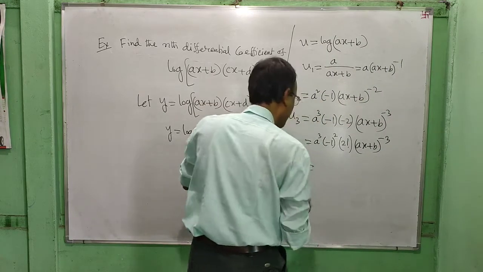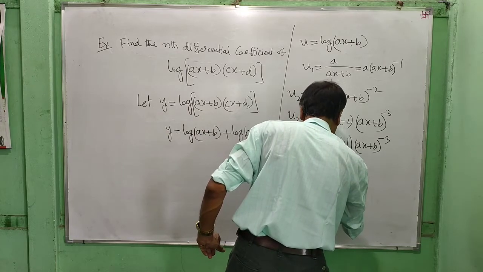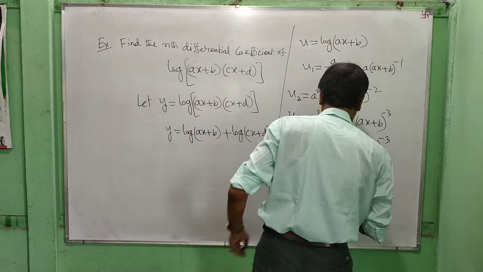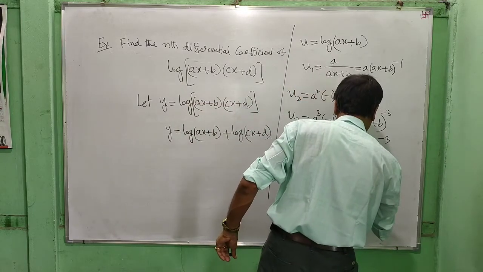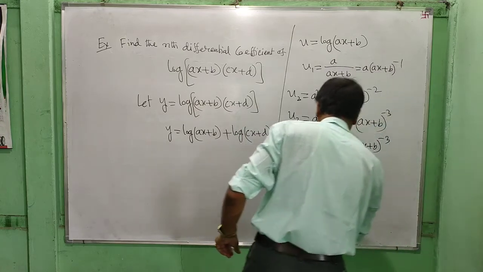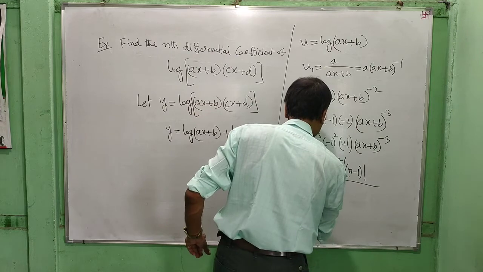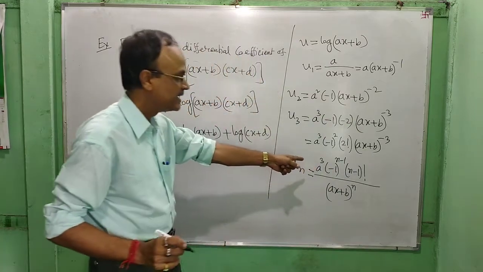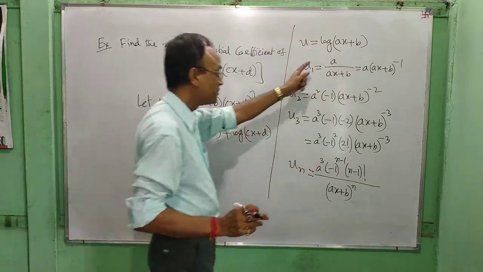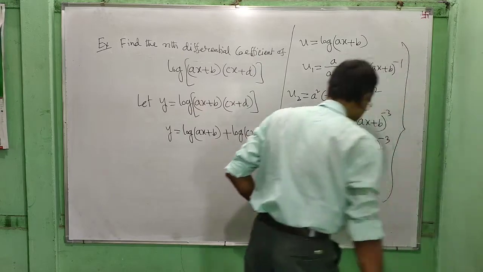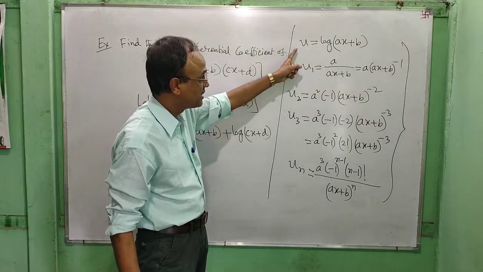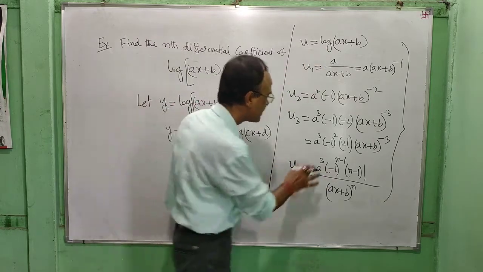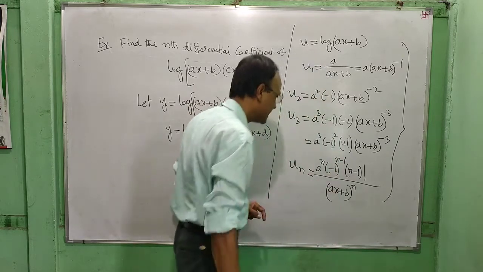Similarly, un can be written as a to the power n times (minus 1) to the power n minus 1, factorial n minus 1, divided by (ax plus b) to the power n. If u equal to log of ax plus b, then un, the nth differentiation, is this. It is not a cube, it is a to the power n.